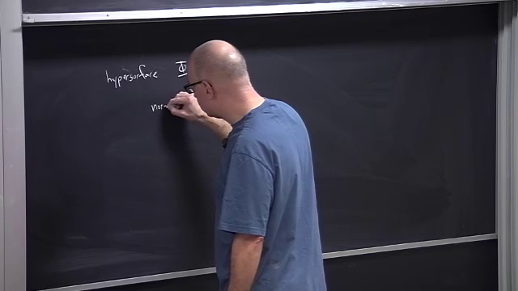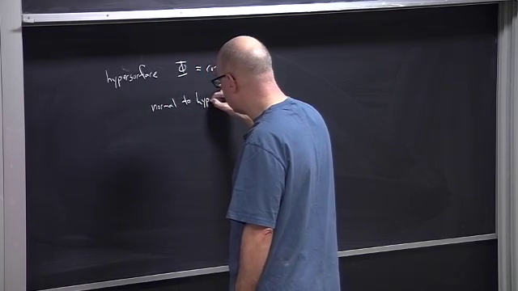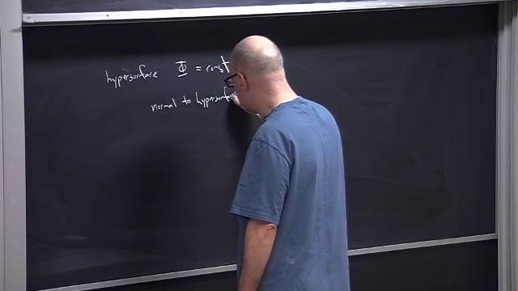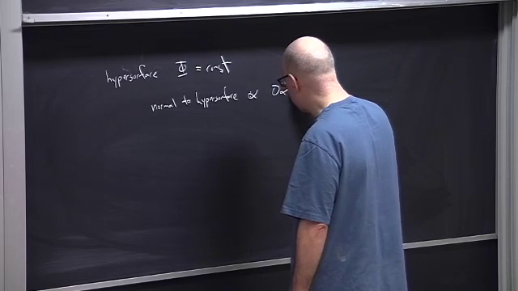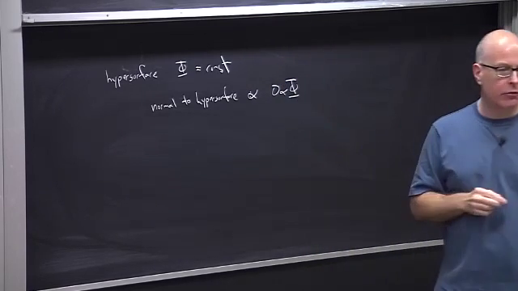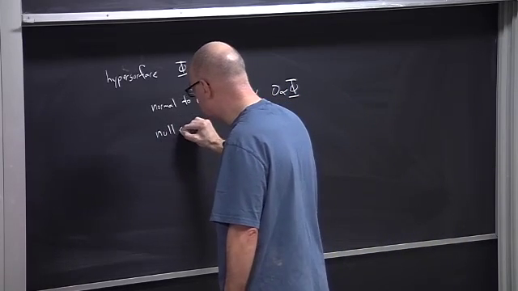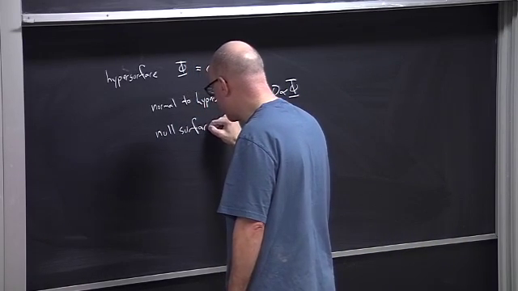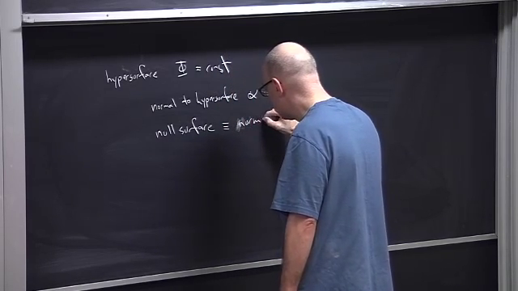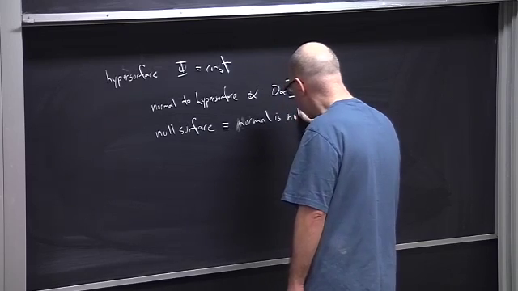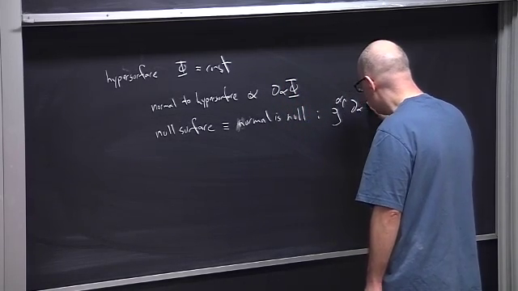A null surface is a surface for which the normal is a null vector, meaning that if I take the normal vector and I calculate its norm, I get 0. That's what I mean by a null surface. Are there surfaces where the normal switches from timelike to null, or is that not possible?